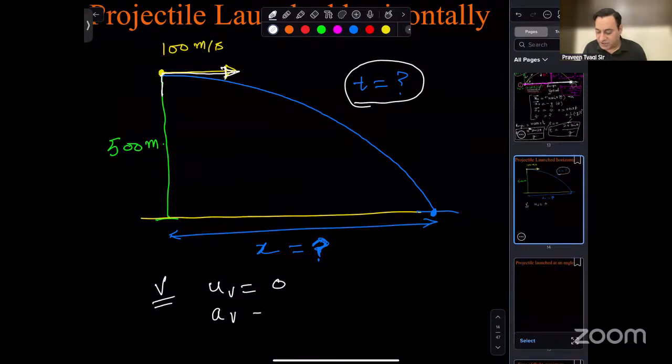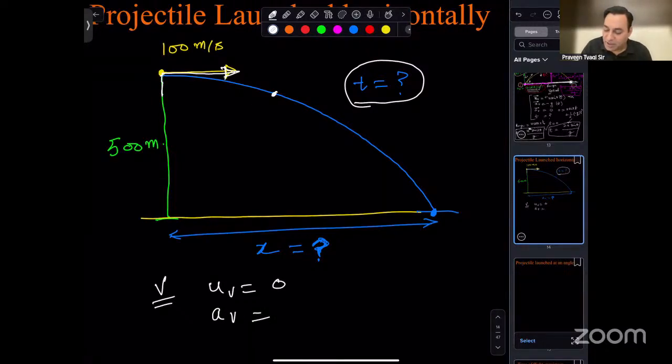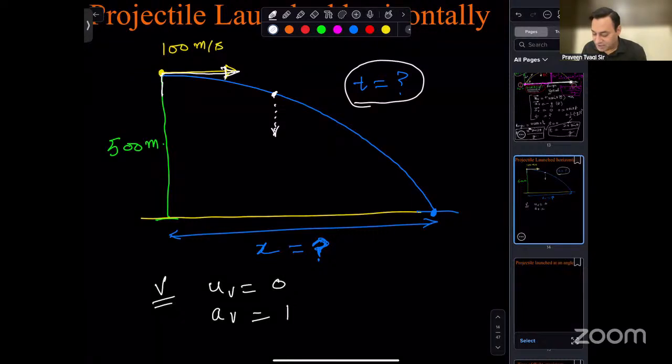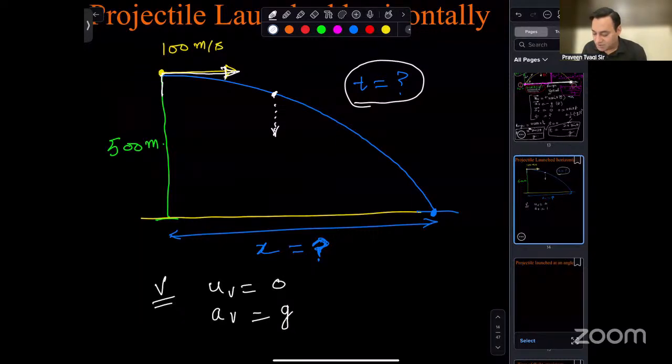Acceleration in vertical direction is how much? It's g downwards. At every point, Earth was pulling it down, and the acceleration used was acceleration due to gravity, and that value is g. So I am writing it as 10 or g meter per second square downwards.